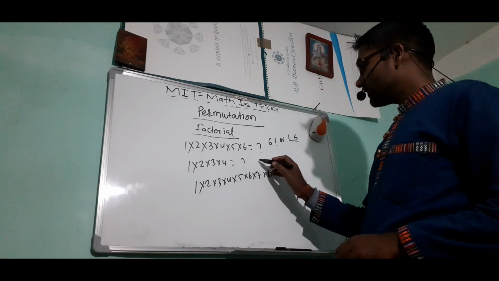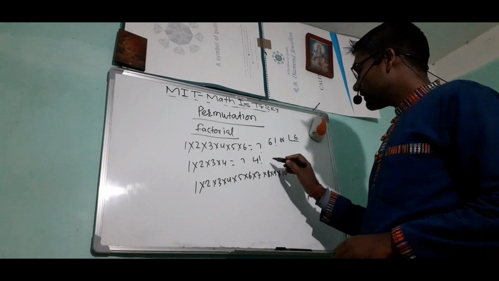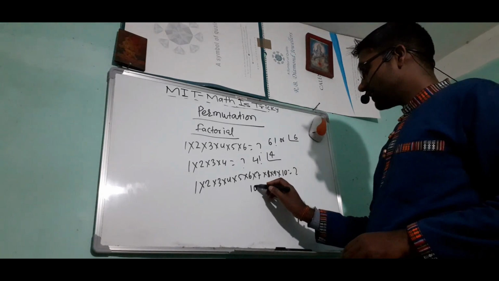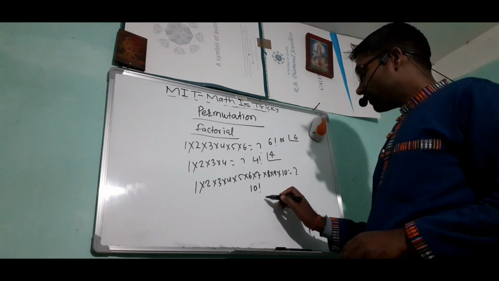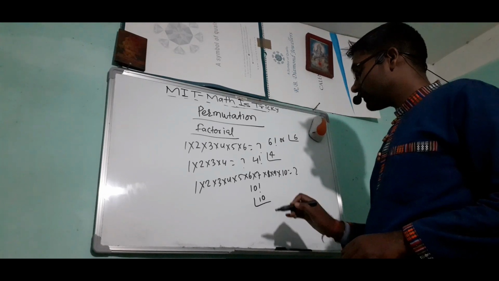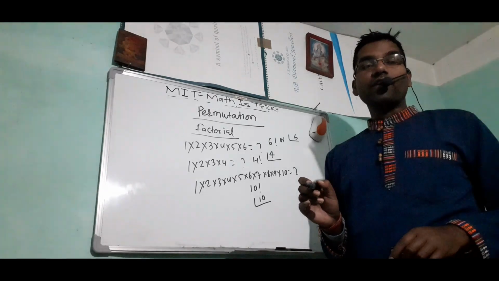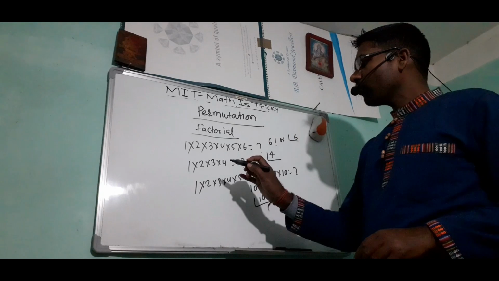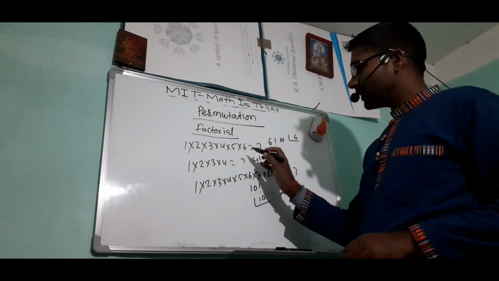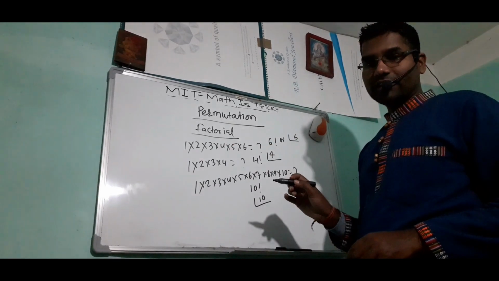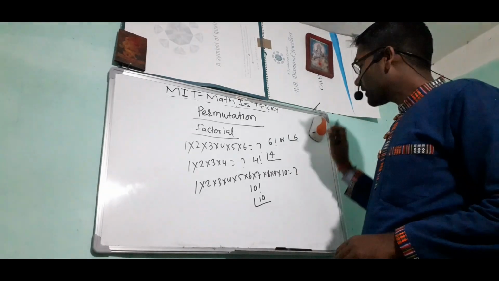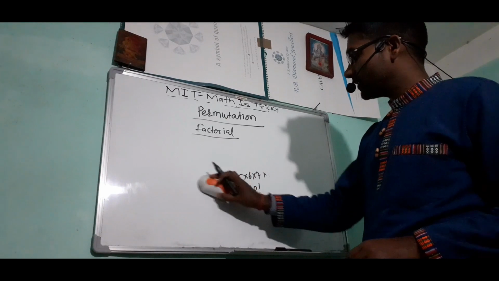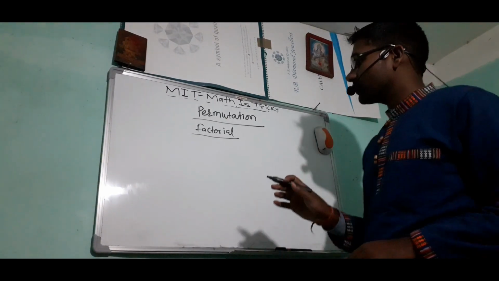This can be written as 4 factorial, and this can be written as 10 factorial. This is the factorial. So factorial means the product of the numbers from 1 to that number, the continued product from 1 to that number. That is the factorial.